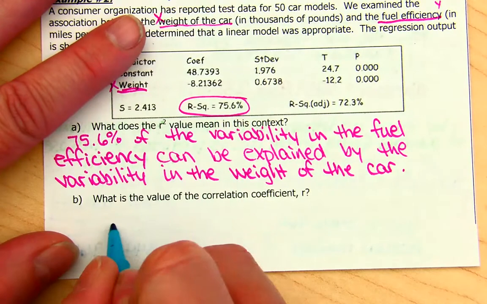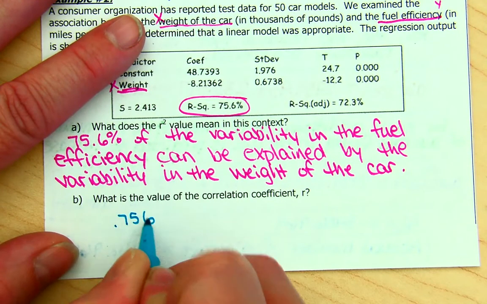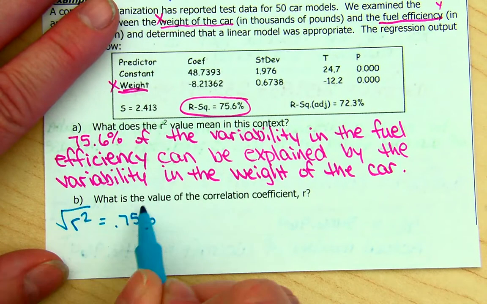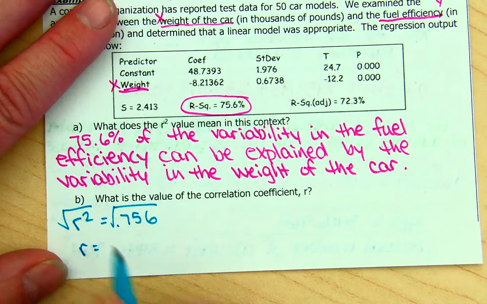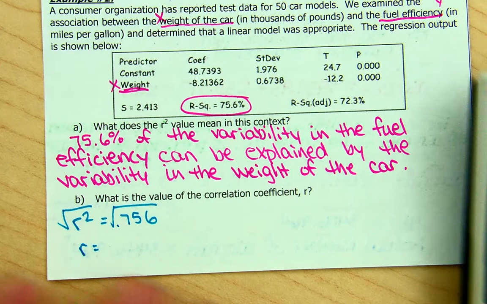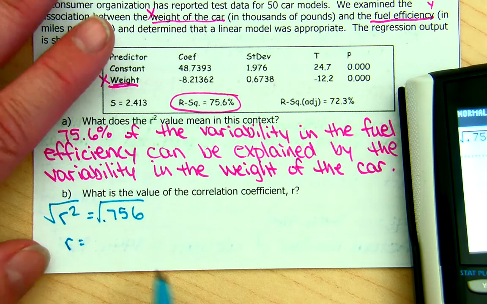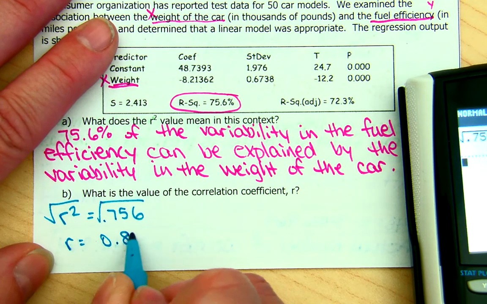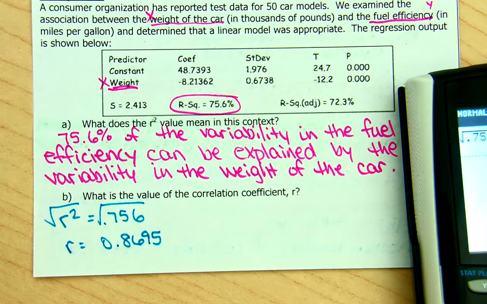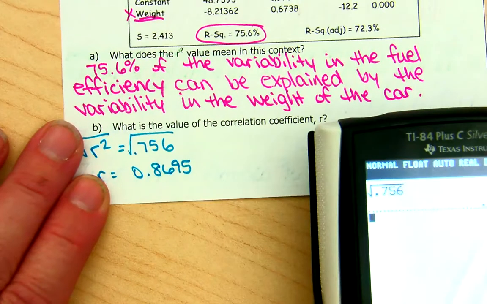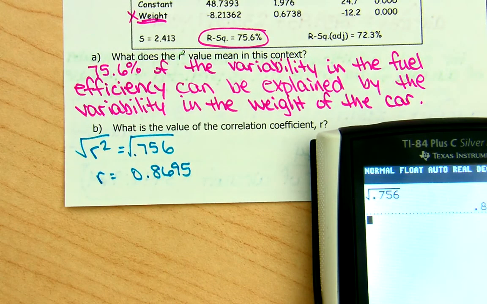So my R squared is 0.756. So I just take the square root. Usually we'll round to 4 decimal places. Okay. Makes sense? R squared, square root gets R.